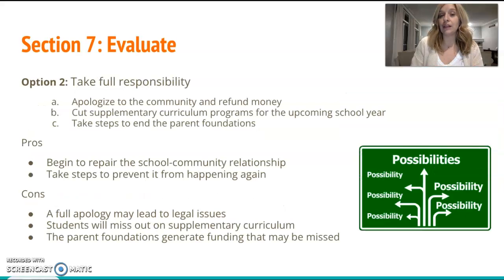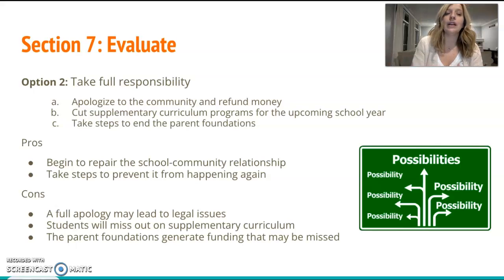Option two would be to take full responsibility. So we would have to apologize to the community members and refund their money, cut the supplementary curriculum programs for the upcoming school year, and take steps to end the parent foundations. The pros of this would be to begin to repair the school community relationship so that we can start building some trust again. It would also mean that we could take some steps to prevent it from happening again, because if we don't have the parent foundations, the problem can't happen again.